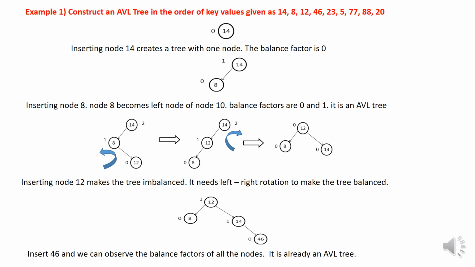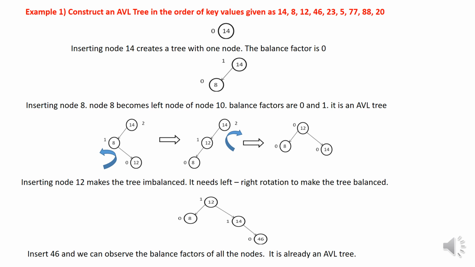Now add the second node with value 8. As 8 is less than the root value, it is added to the left of the root node. Balance factors of nodes will be evaluated. They are 0 and 1. As the balance factors are not exceeding 1, it is an AVL tree. No rotations are needed. Now add node 12.